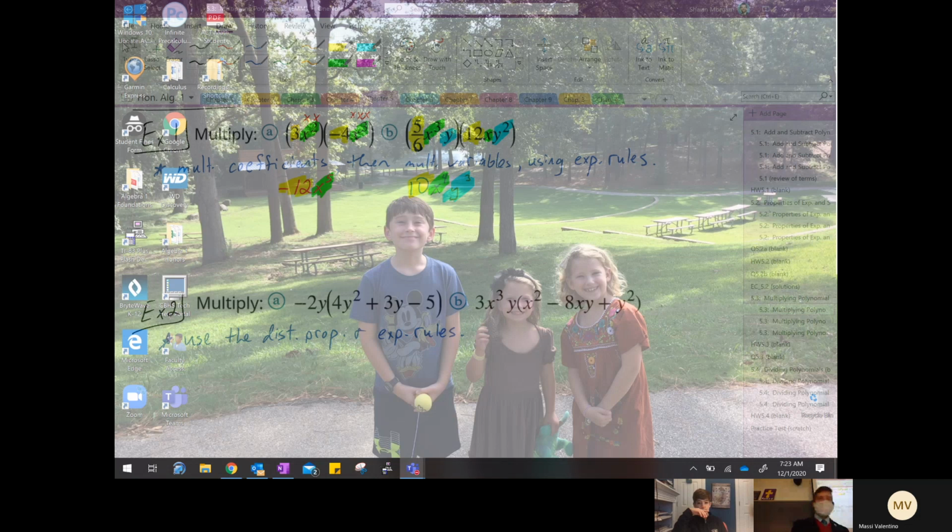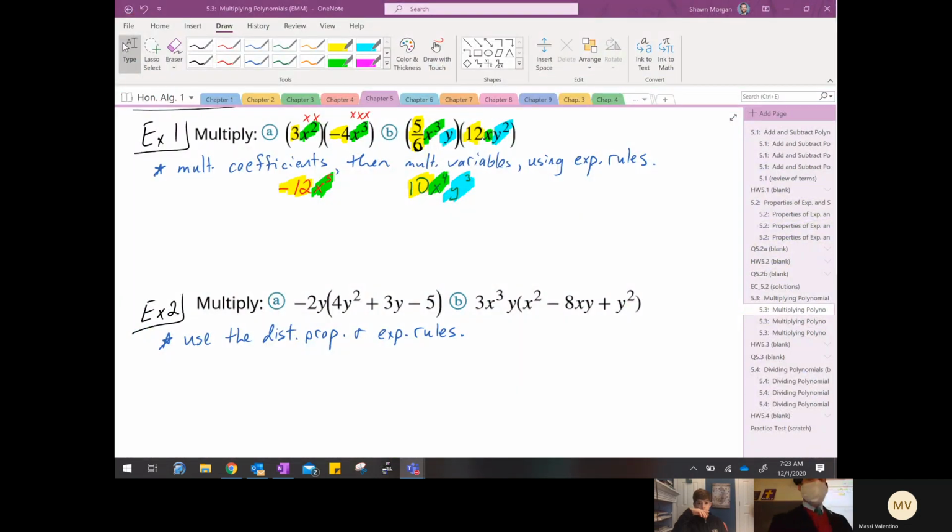If we're using the distributive property, then I like to draw a little bit of some arrows. Okay. Nate, help me do this distribution here on example 2. Nate, you'll just do that first term for me. All right. What's negative 2y times positive 4y squared? Negative what? You got to do 2 times 4, bro. There we go. Negative 8y to the 3rd.